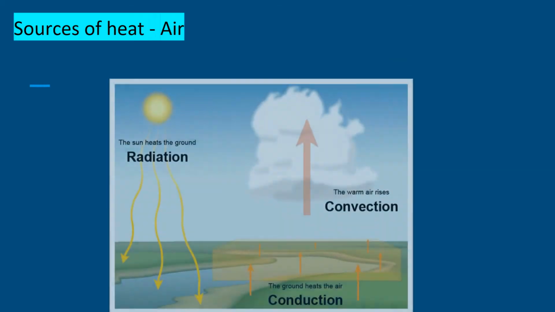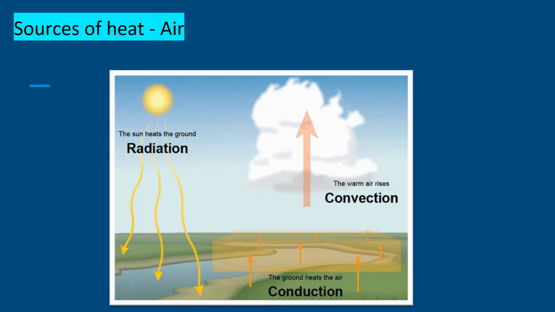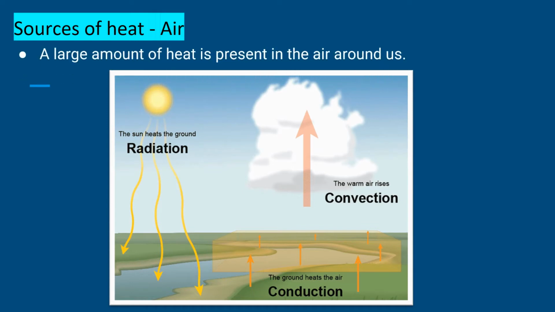We get heat energy from air. We know that we have a lot of greenhouse gases like carbon dioxide, methane, etc. These gases trap the heat in the atmosphere and keep the atmosphere warm. So air is also a source of energy since it keeps us warm.